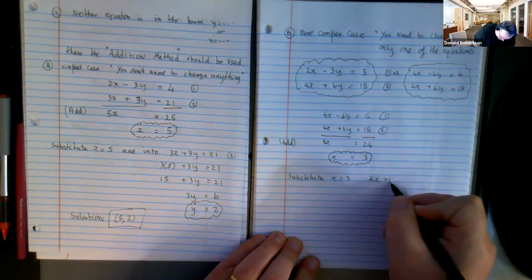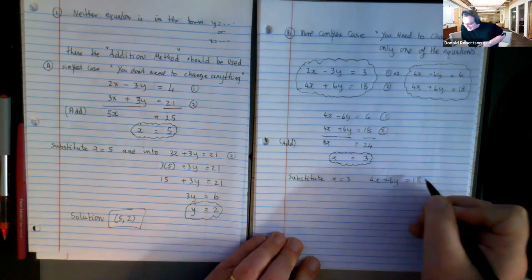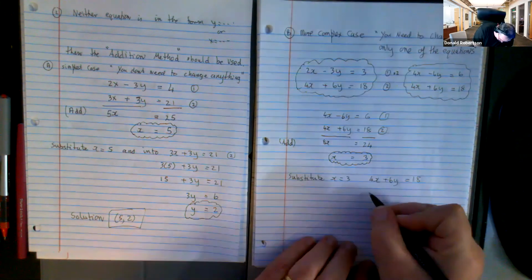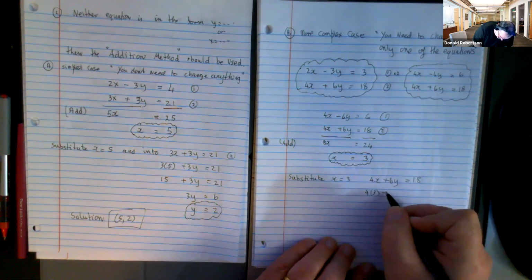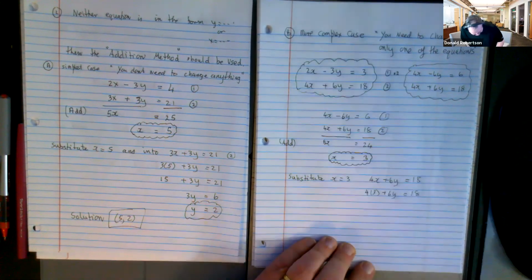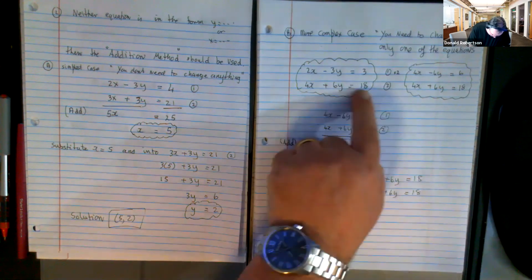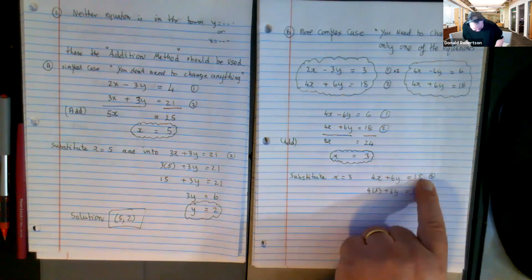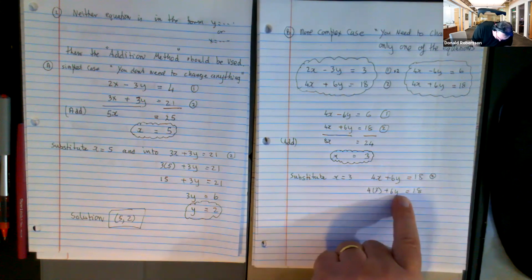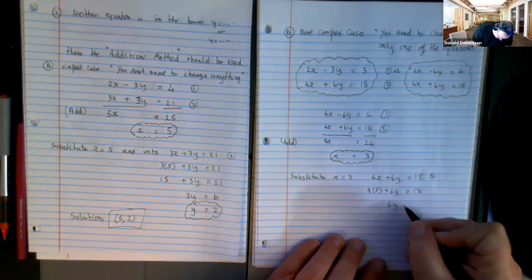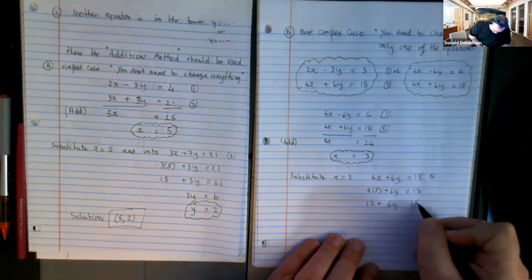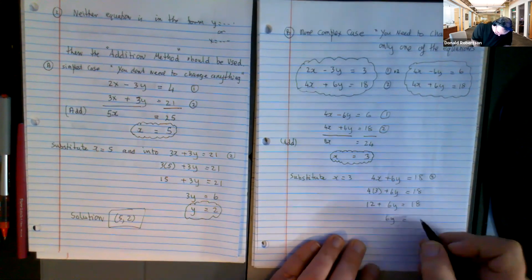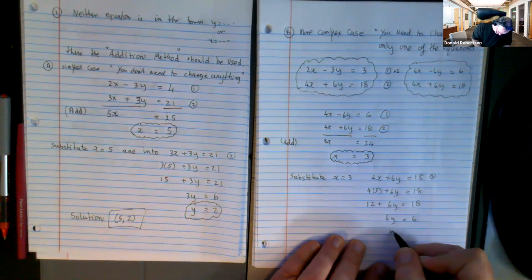Have I convinced you the positives are nice? I mean, it's not a major issue, but you know, I find it helpful. So I'm going to substitute x equals 3 into this one, which is what, equation 2? Right. So 4x plus 6y equals 18 becomes 4 lots of 3 plus 6y is 18. We get that. We can then subtract 12 from both sides. And then we can divide both sides by 6.